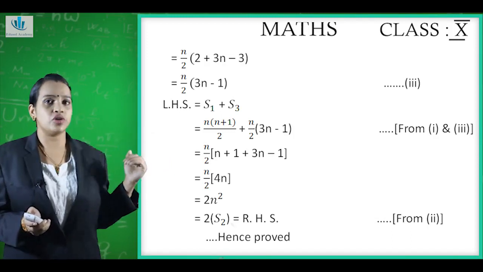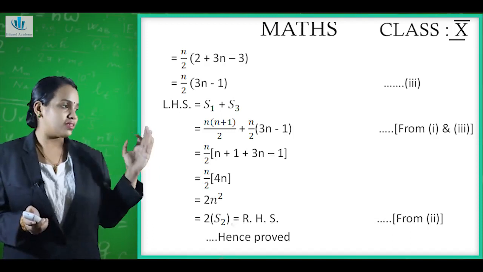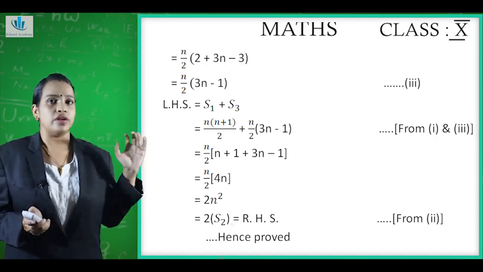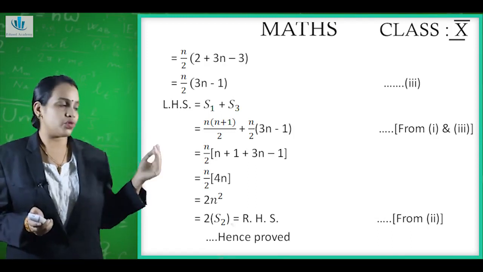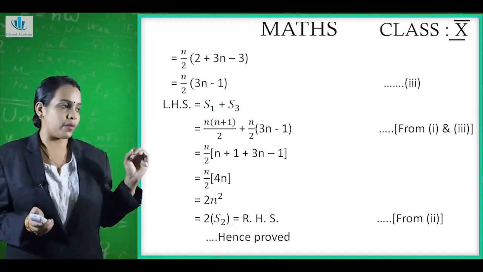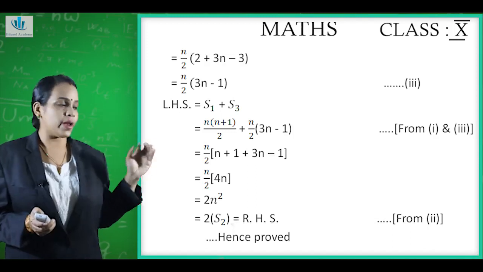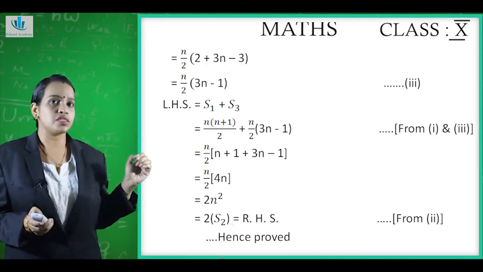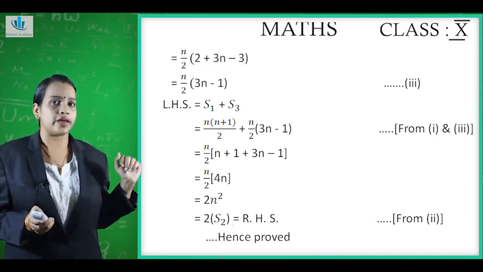So S1 is equal to what? n into n plus 1 upon 2 plus S3 value, it is n upon 2 into 3n minus 1. So when we solve it, we will take n upon 2 common. So in the bracket it remains n upon 2 into n plus 1 plus 3n minus 1. So when we solve it, n plus 3n is 4n, and plus 1 minus 1 gets cancelled, so only 4n remains in the bracket.